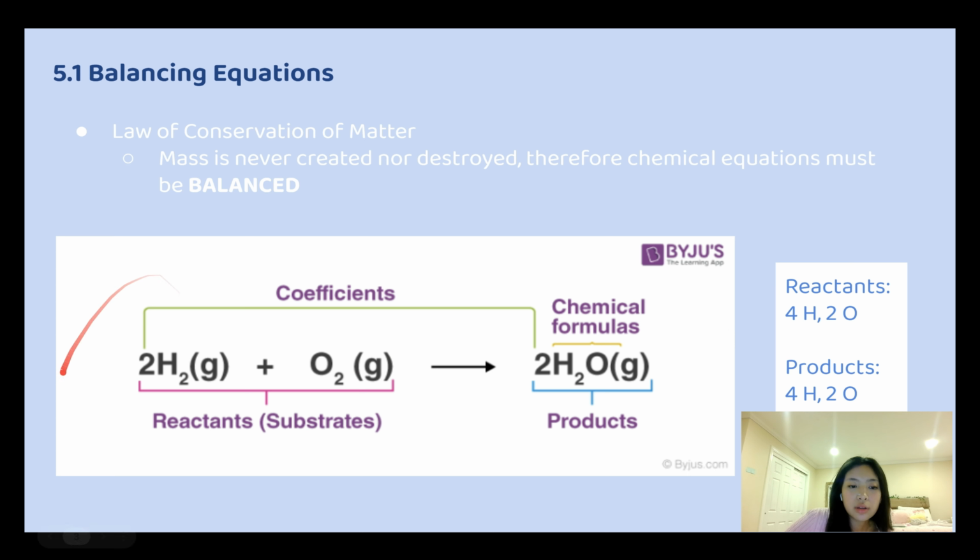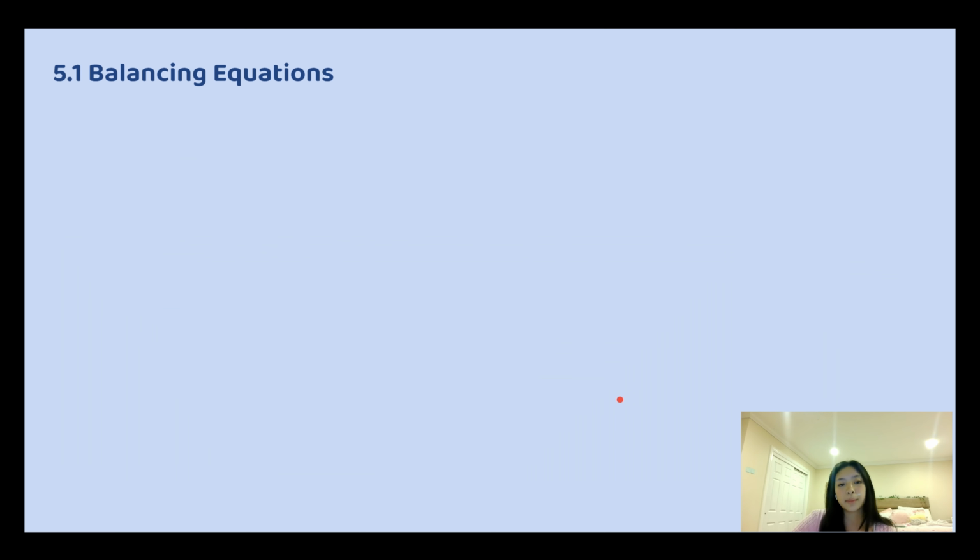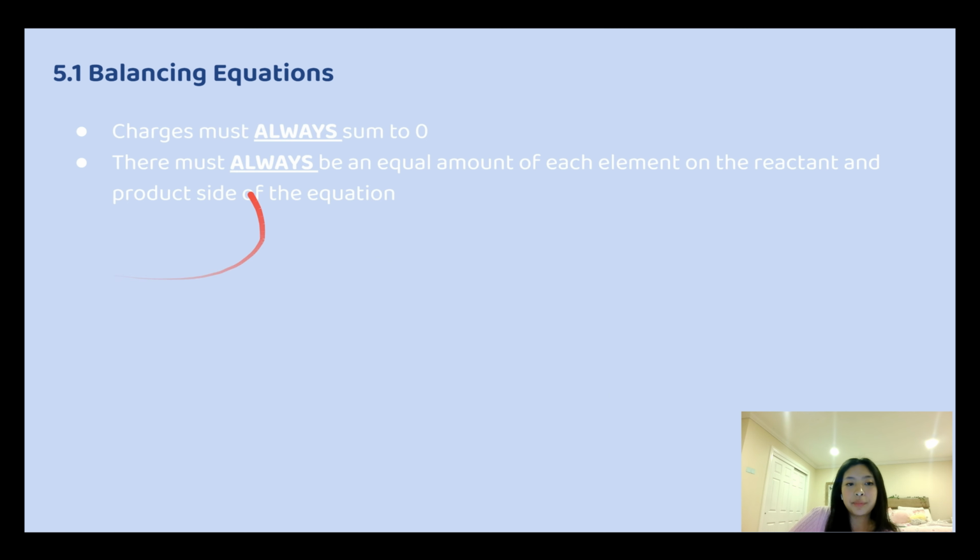So let's look at this. This is a balanced equation, and it's balanced because the charges add up to 0 and the products and the reactants are equal. So there's 4 hydrogen in the reactant side and there's 4 hydrogen in the product side. There's 2 oxygen in the reactant side and there's 2 oxygen in the product side. Alright, so yeah, charges must always equal 0 and there must always be an equal amount of each element on the reactant and product side of the equation.